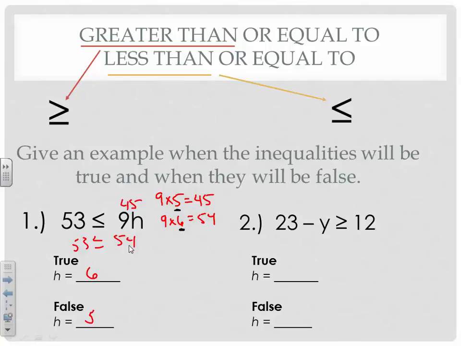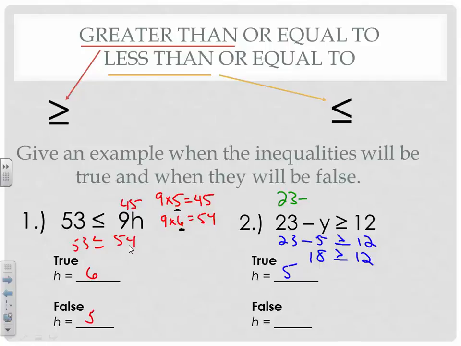Let's start this over here. 23 minus 5. Is that greater than or equal to 12? 23 minus 5 is 18. Is 18 greater than or equal to 12? Sure is. So to make this true, we could say 5. And then to make it false, let's try something. Now, I'm going to give you some correct answers here so that you see it right, but could you come up with a few and try and see which ones are right and wrong?